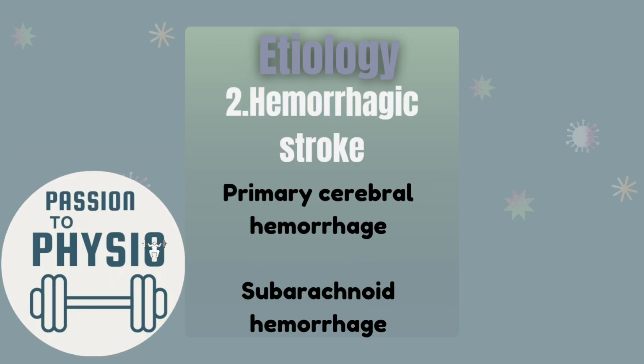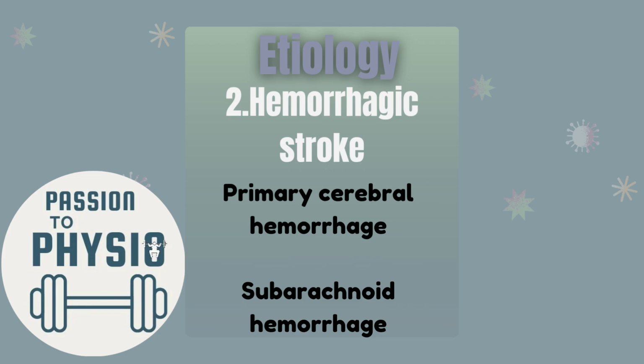Hemorrhagic stroke is caused by rupture of a blood vessel, which causes intracerebral hemorrhage. First, we look at primary cerebral hemorrhage, which is a non-traumatic, spontaneous hemorrhage that occurs in small blood vessels.